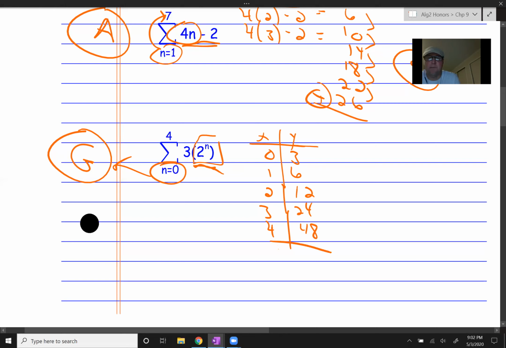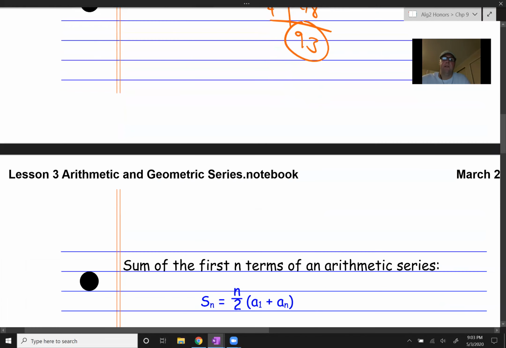All right, did you add it up? Okay, 93. That means the sum of the first 1, 2, 3, 4, 5. That's where you've got to be careful. First 5 terms: 0 to 4 counts as 5 because 0 counts in this sequence. All right, 93. Not too bad.